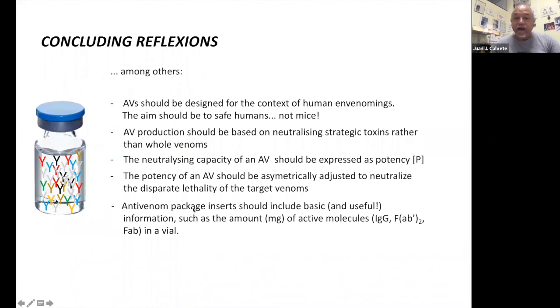And the antivenom package insert should also include basic but very useful information for testing the antivenoms, such as the amount of active molecules, the immunoglobulins or parts of them, in the vial. So these are just some thoughts that I thought were interesting to share with a multidisciplinary audience like this.